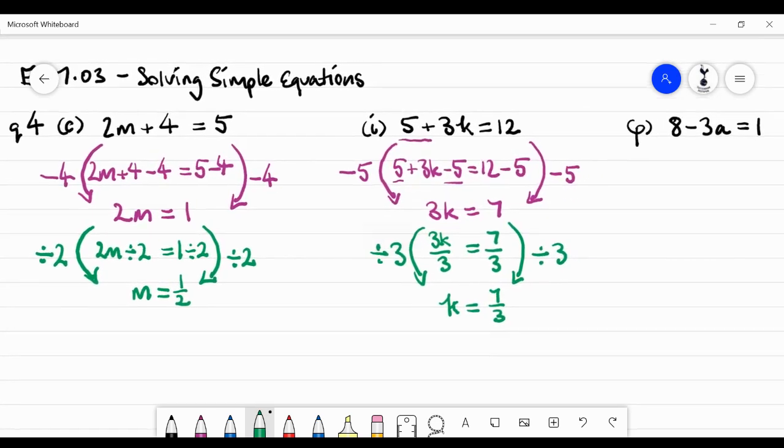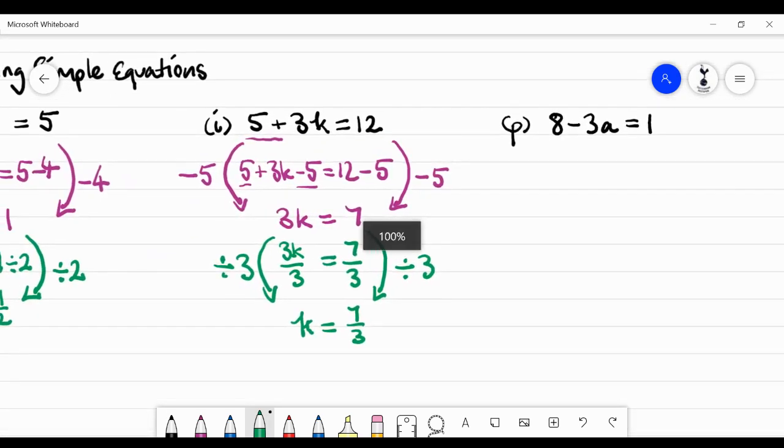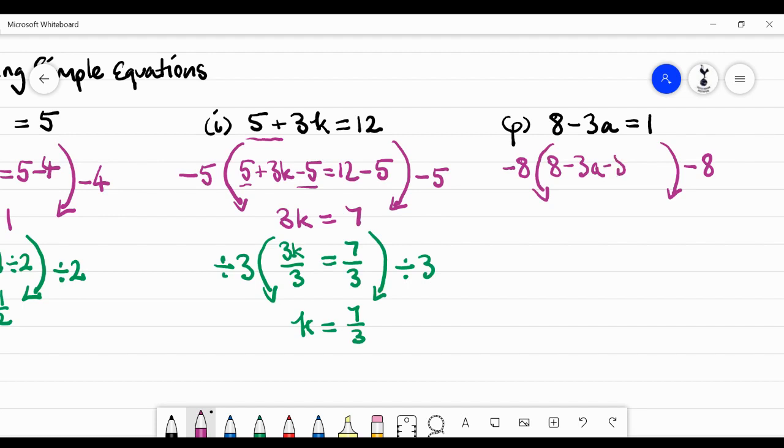Now, hopefully we'll have time before we get cut off to solve this third one. 8 minus 3a is equal to 1. First step, we need to subtract 8 off both sides. The inverse operation of adding 8 is subtracting 8. And we're left with 8 minus 3a minus 8 is equal to 1 minus 8. 8 minus 3a minus 8 is minus 3a equals minus 7.